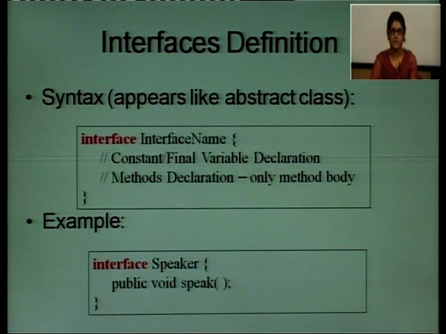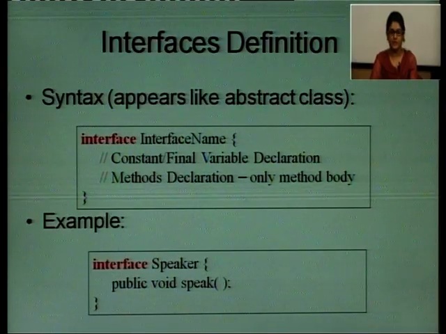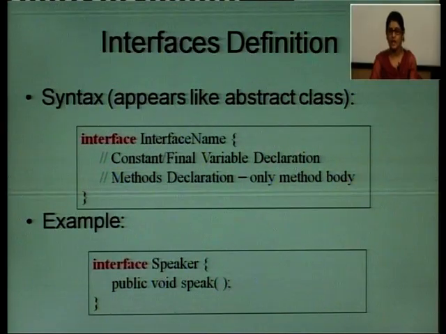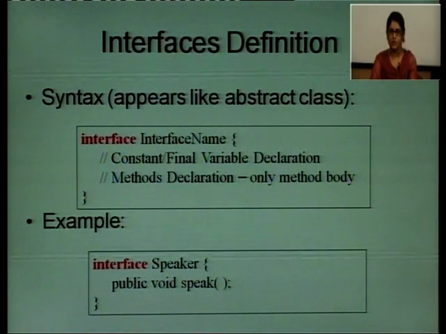The syntax of interface definition is interface, then you will write the name of your interface. First of all, you will write the keyword interface. After that, next to that, you will write the name of your interface that you want to do. After that, within curly braces, you can declare the variables. That means the constant variables of the interface, they should be constant or they should be final as well. After that, you can declare the methods that you want to declare in your interface.